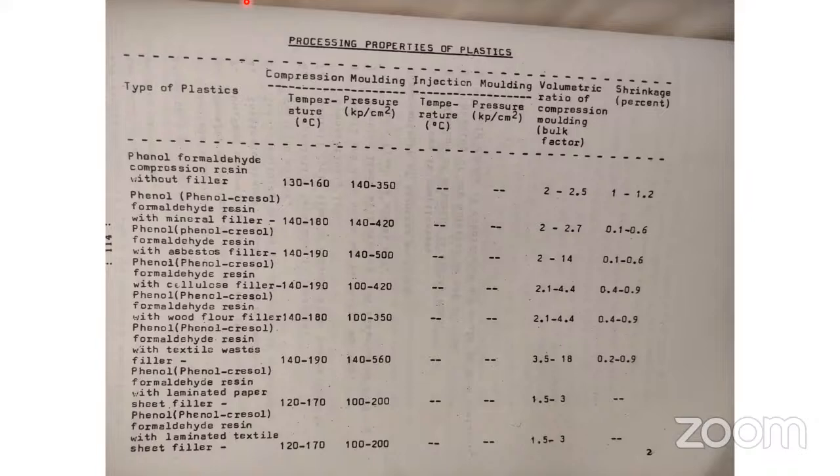The friends, in compression molding, the basic parameters are there. Temperature, pressure, and the effect of temperature and pressure on the volumetric ratio and the shrinkage.